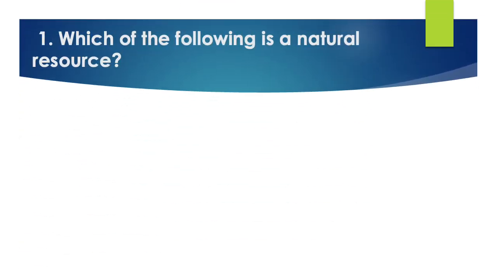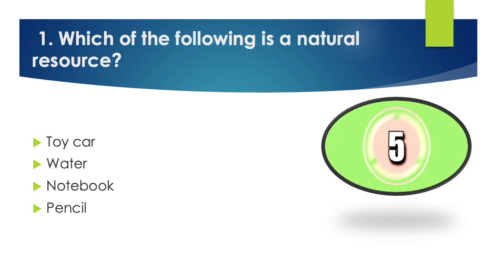First question. Which of the following is a natural resource? Toika. Water. Notebook. Pencil. Correct answer is water.